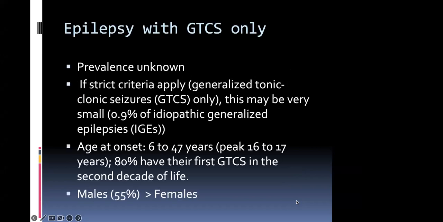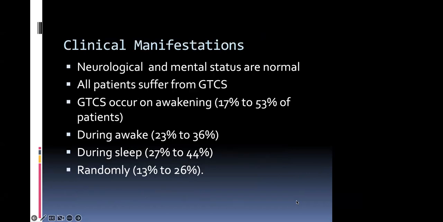Epilepsy with GTCS only: prevalence unknown. If strict criteria apply, this may be very small. Age at onset is from 6 years to 47 years. 80% have their first GTCS in the second decade of their lives. Males are affected more than females. Neurological and mental status are normal. All patients suffer from GTCS. GTCS occur on awakening, during the day, during sleep, or randomly.